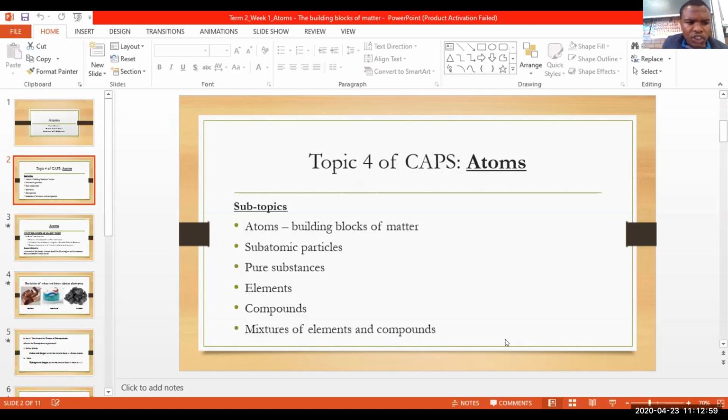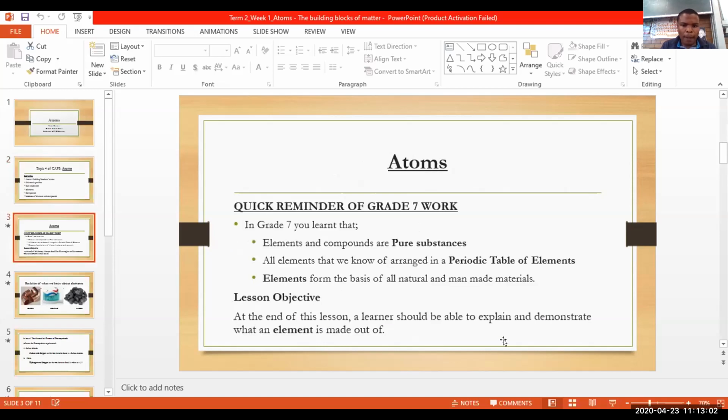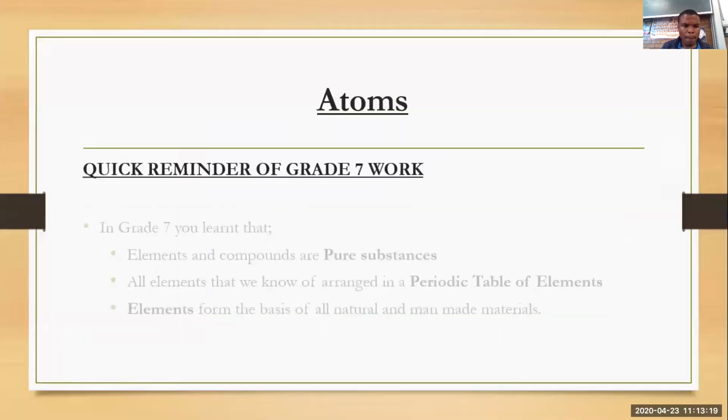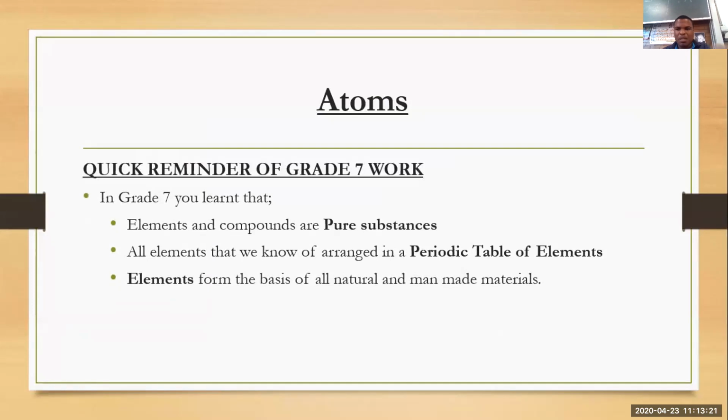Now, let's get into our discussion around atoms. The first thing, before we come into atoms, let's look at some of the things that you've done in grade 7. For an example, in grade 7, you looked at elements and compounds as pure substances, and I'm sure at that time you were able to define pure substances to be chemical substances that cannot be broken down into any simpler substances. And examples of pure substances then were elements and compounds.